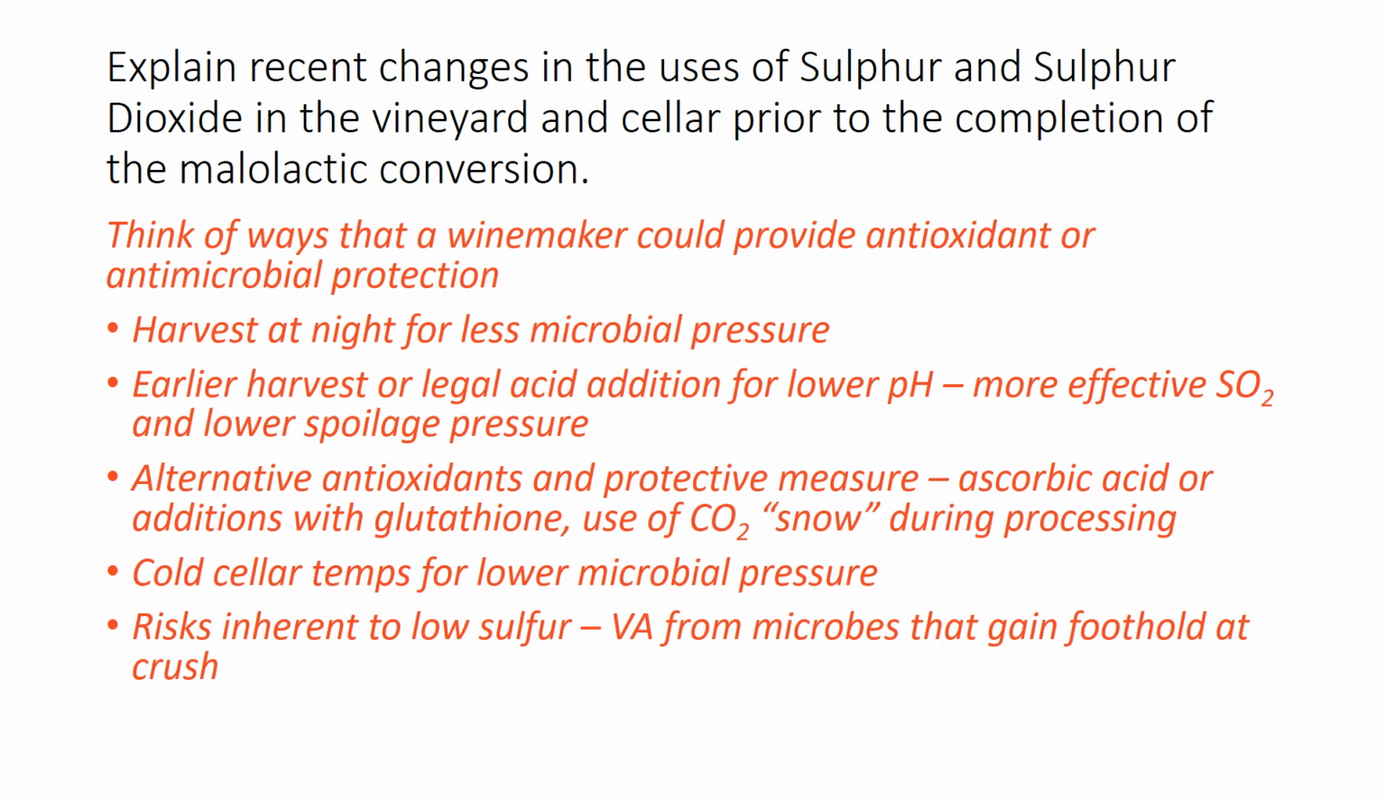One thing that I want to dispel is that harvesting at night does nothing to retain acidity, but it does a lot to provide an environment that's less conducive to microbial spoilage. We could harvest earlier or perform a legal acid addition to lower the pH to provide more molecular sulfur dioxide, which is more effective. And that would lower our spoilage pressure as well, because spoilage microbes don't like that lower pH. This can run up against style.